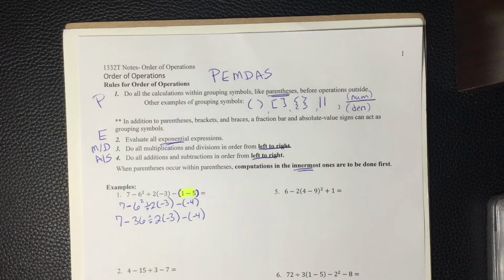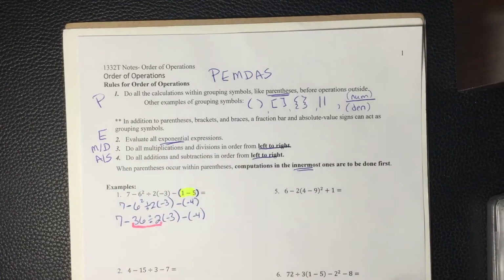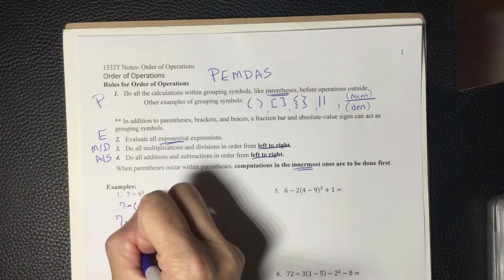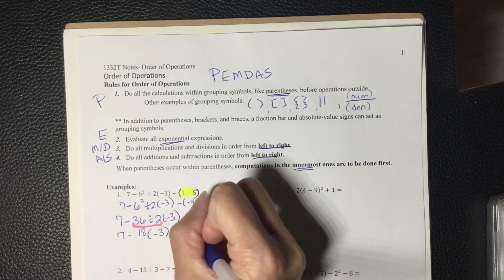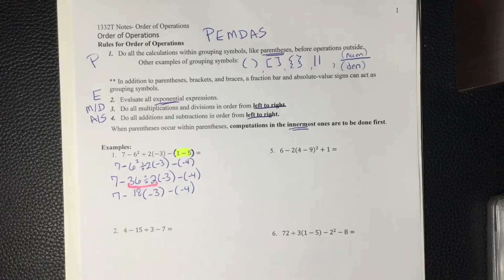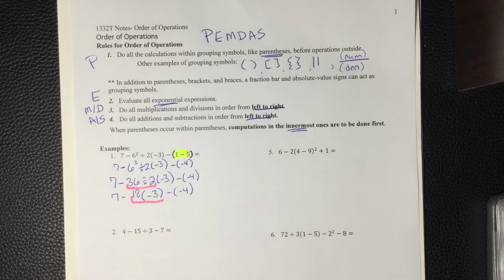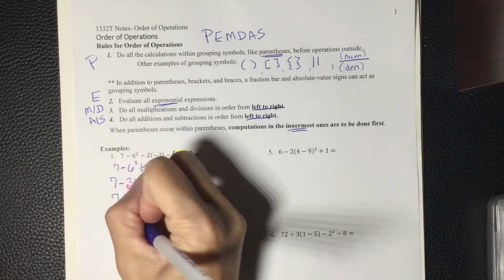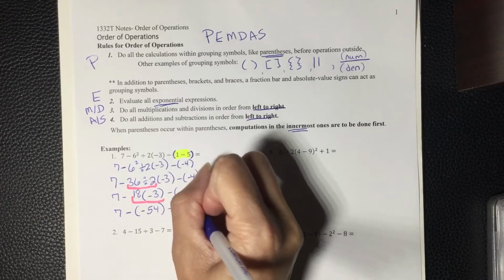So you may notice right here, we hit a division before we hit this multiplication. A lot of people will miss this problem right here. I need to do the 36 divided by 2, which is 18. And then I'll bring down that negative 3 and that minus a negative 4. So I did do division first. Now I'm still on multiplication and division, so now I'm going to do my multiplication. So 18 times negative 3 is negative 54. So I get 7 minus negative 54 minus a negative 4.